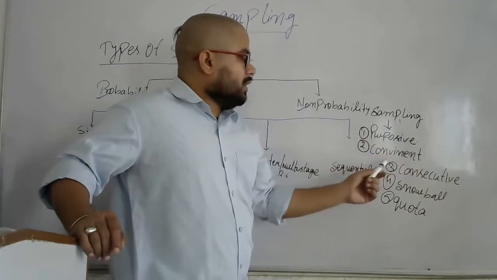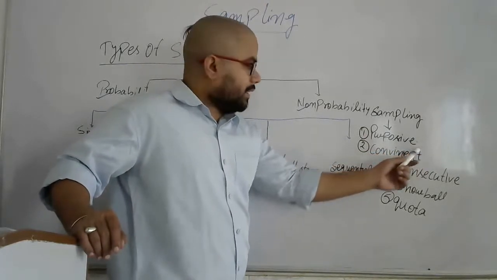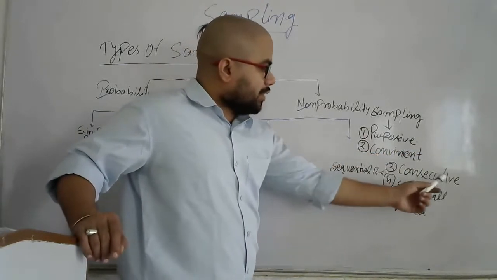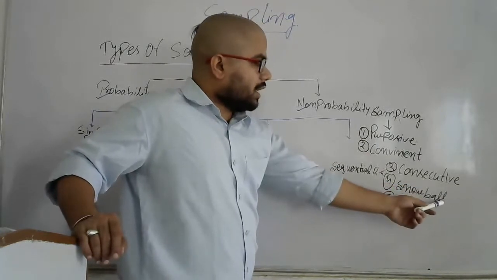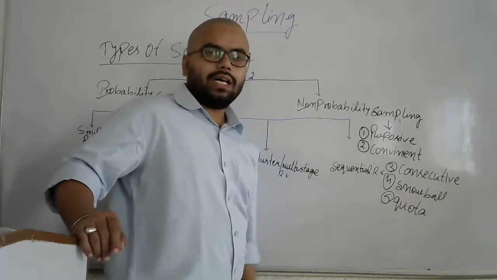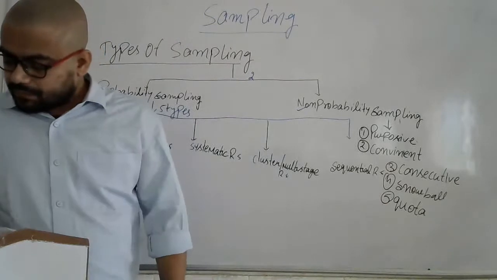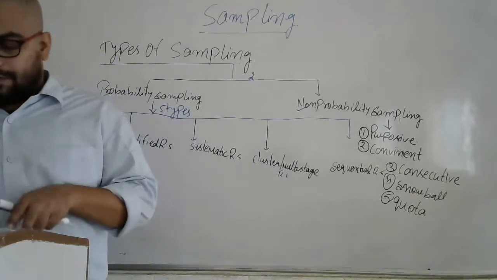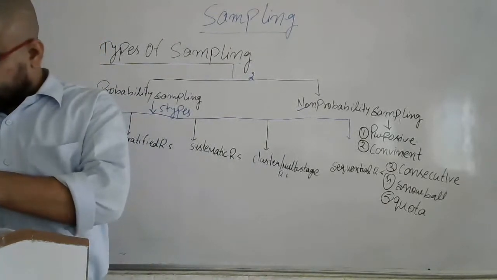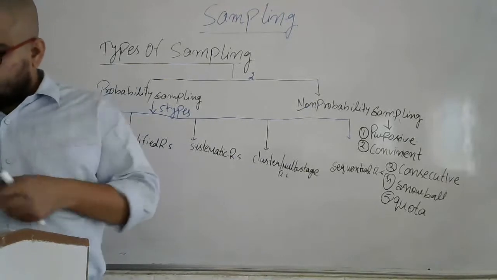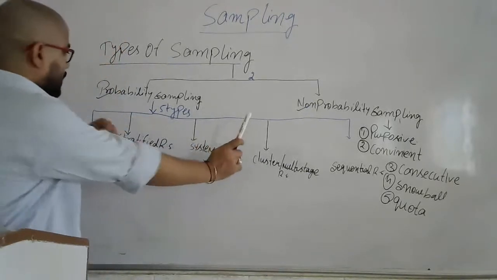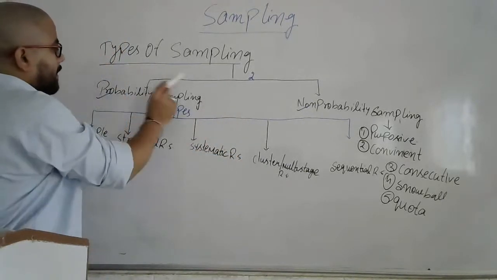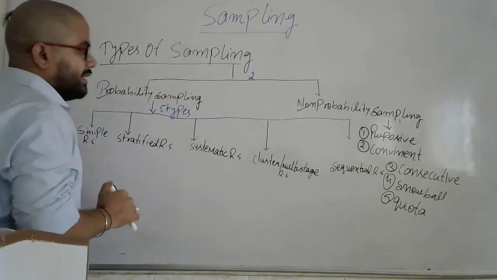Next one is the non-probability sampling techniques, which is classified into five types. It is the purposive sampling, second one is the convenient sampling, third one is the consecutive sampling, snowball sampling, and last one is the quota sampling. So we will discuss one by one each type of sampling. Today we will discuss only the probability sampling techniques.